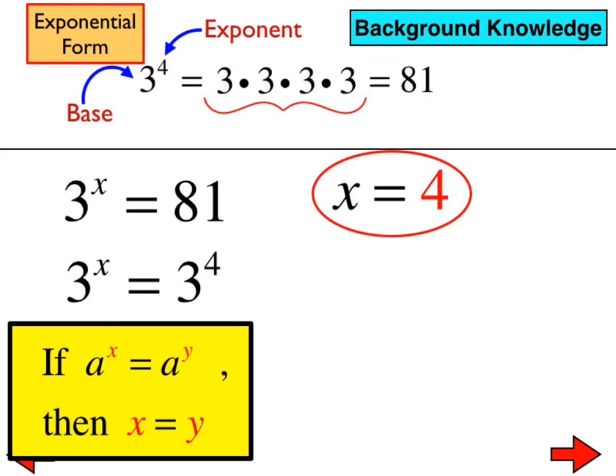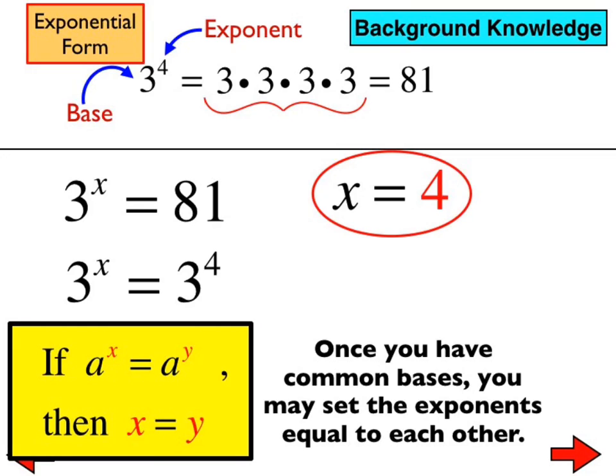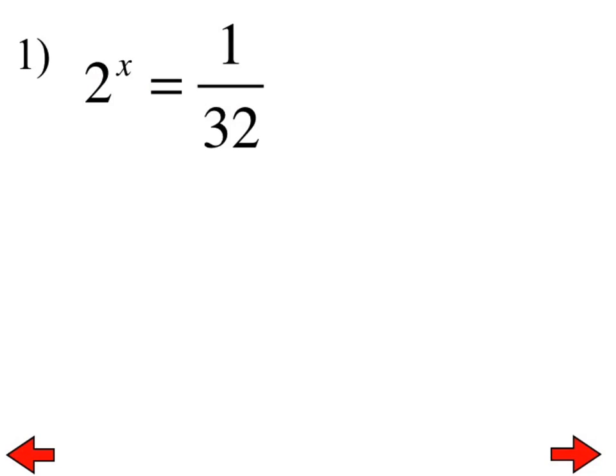Okay? So let's, first of all, look at the property that allows us to do this. There's a property with dealing with exponents that says that if a to the x power is equal to a to the y power, notice that the bases are the same, then x has to be equal to y. And it is that idea that allows us to do what we're doing. So once you have common bases, you may set the exponents equal to each other like I just did in that problem.